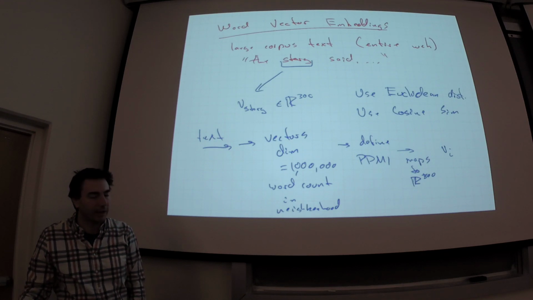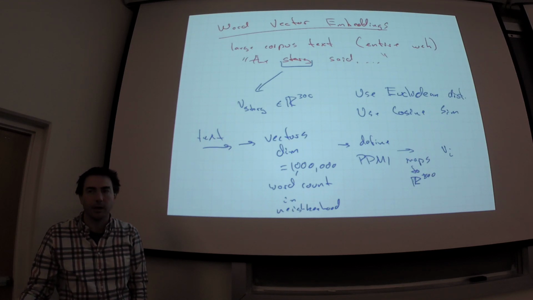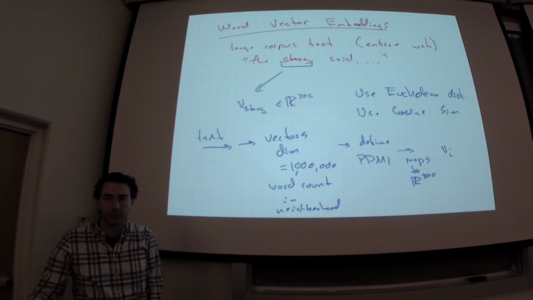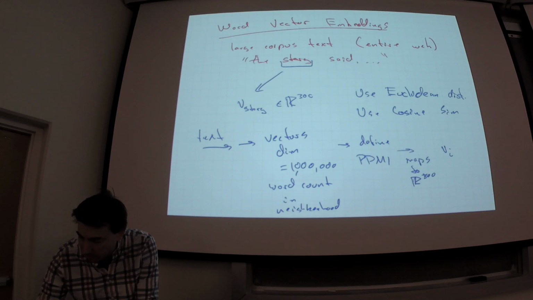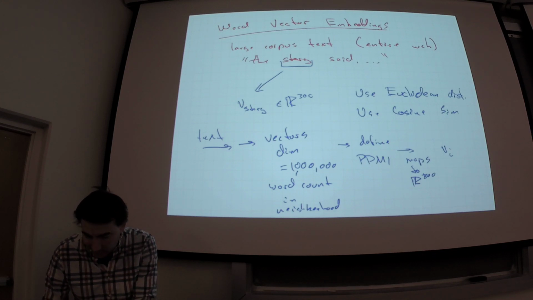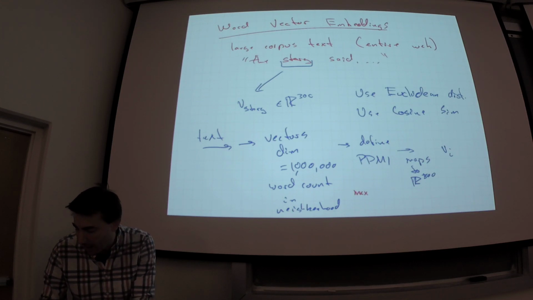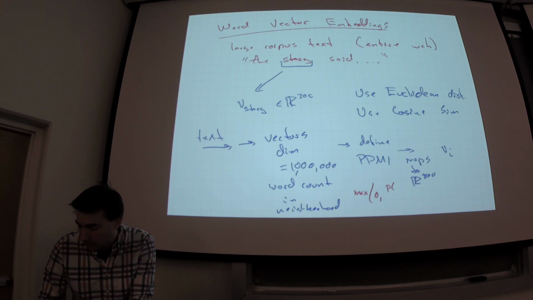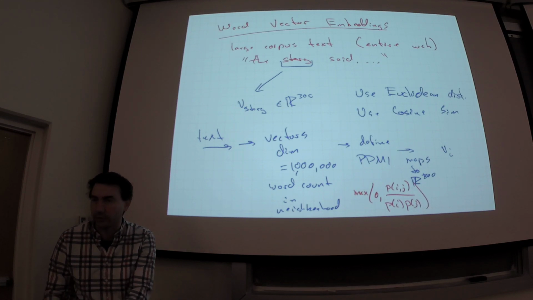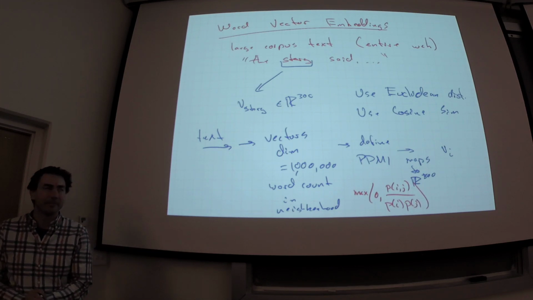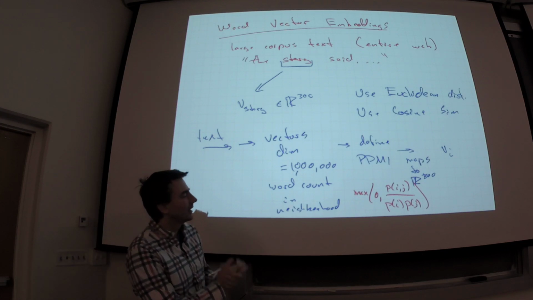So it's the positive pointwise mutual information. You can write it as something like the max of 0 and the probability of two words i and j jointly occurring, divided by the probability that word i occurs times the probability that word j occurs.